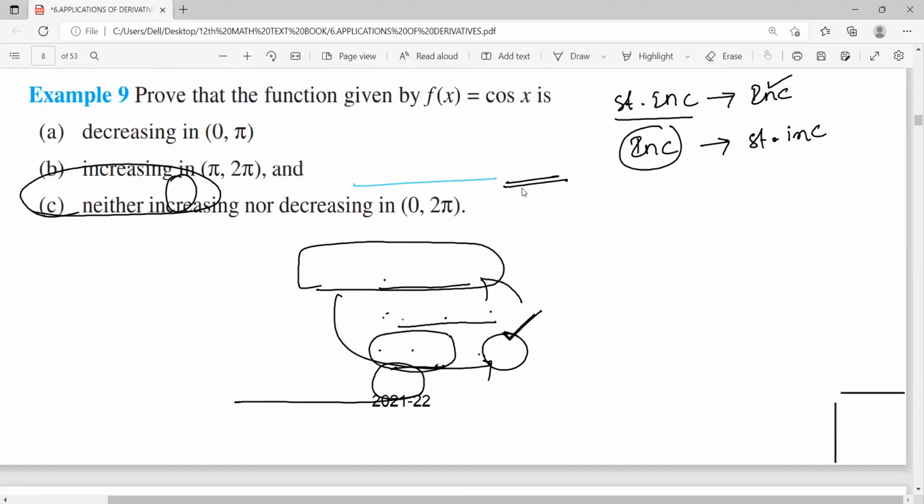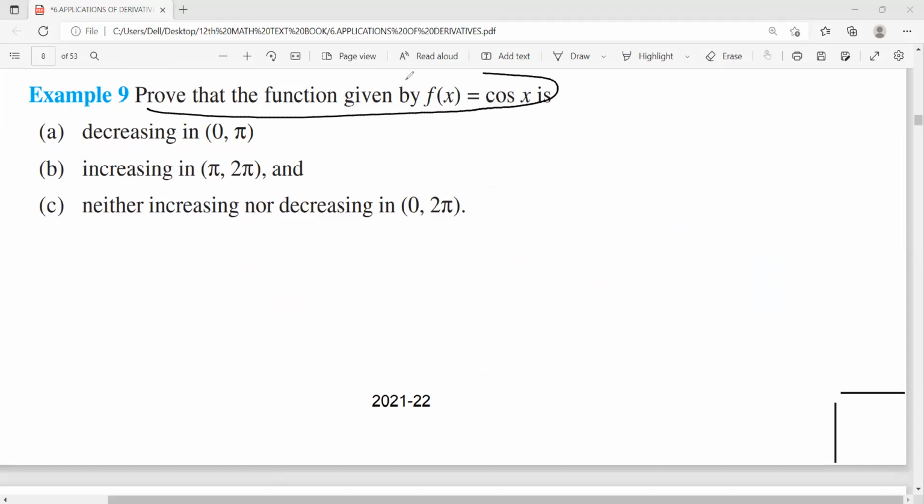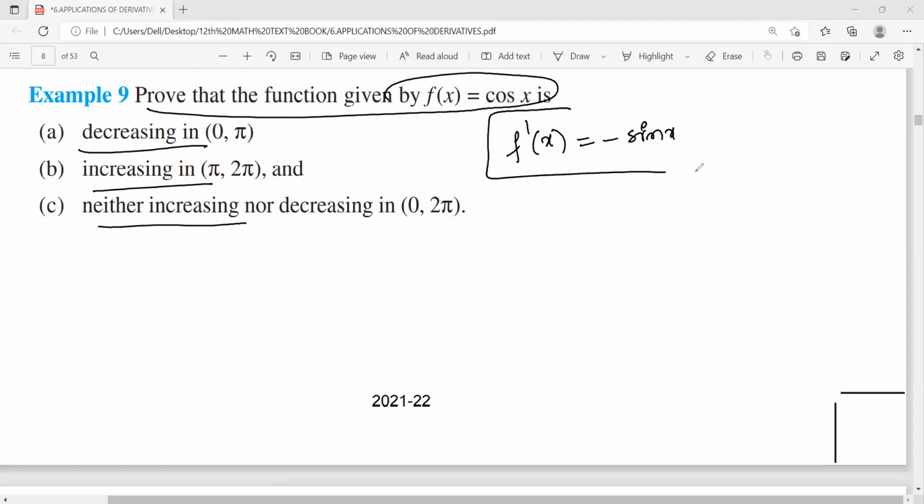Okay. Now next question. See here. Prove that the function cos x is increasing, decreasing, neither increasing nor decreasing, like that, in the interval. So now you find the function's derivative. Whenever we test increasing or decreasing, you have to immediately find f dash of x, which is minus sin x.